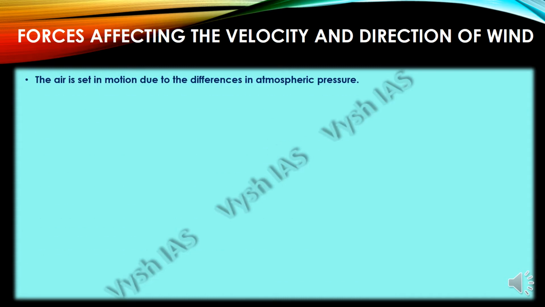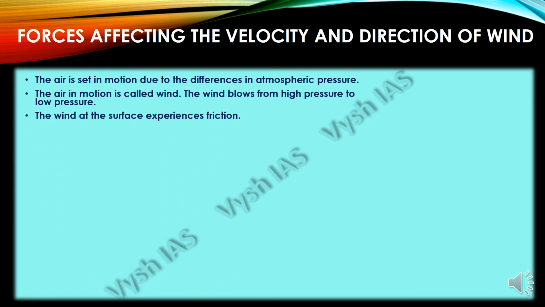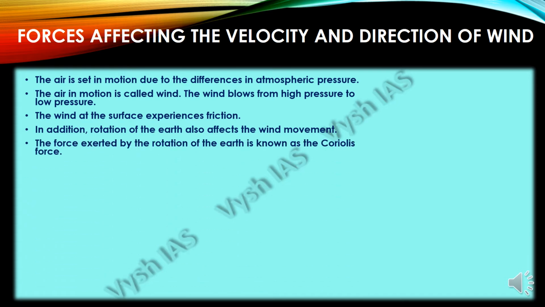Then we have the forces which affect the speed and direction of wind. Air is set in motion because of differences in atmospheric pressure, and air in motion is called wind. The wind blows from high pressure to low pressure. The wind at the surface experiences some form of friction or obstruction. In addition, the rotation of the earth also affects wind movement, because sometimes it will be coming in opposite directions. The force exerted by the rotation of the earth is known as Coriolis force.